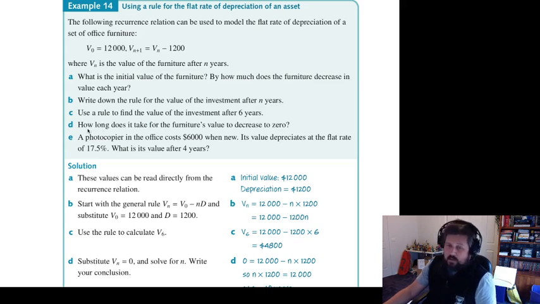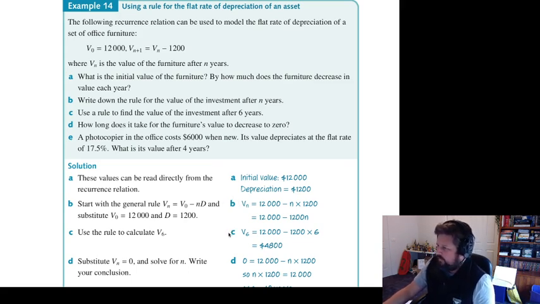Next it's saying, and this question pops up a lot with depreciation, how long will it take for the furniture's value to decrease to 0? Often they'll want to know when its value is 0, because when something depreciates in value and it's worth nothing, things get written off as being no longer worth any money. So you may have heard of furniture or assets getting written off after a certain amount of time. Often cars will depreciate in value until they get written off when the value is 0.